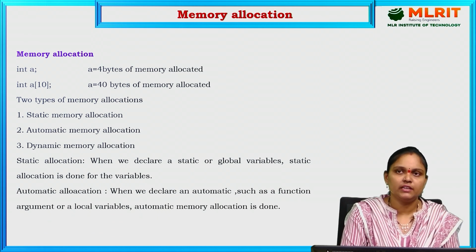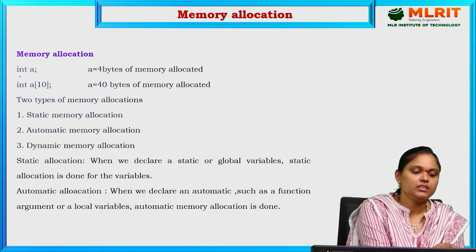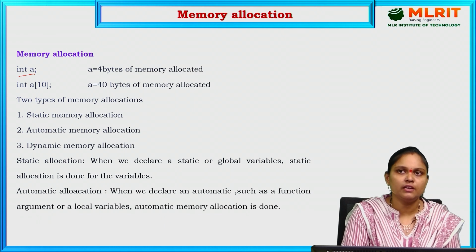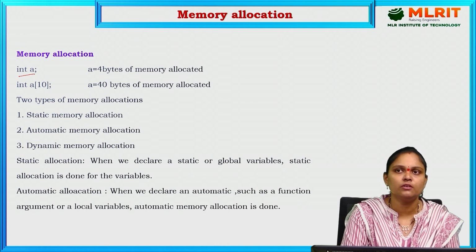Whenever we declare a variable, memory gets allocated to that particular variable to store its value. For example, see here we have given int e, which means we are declaring a variable. The name of the variable is e and the data type is integer. The size of an integer is 4 bytes, which means 4 bytes of memory will get allocated to store that particular integer value.